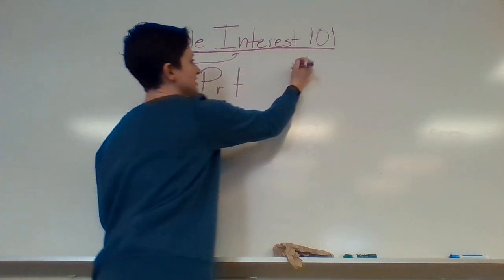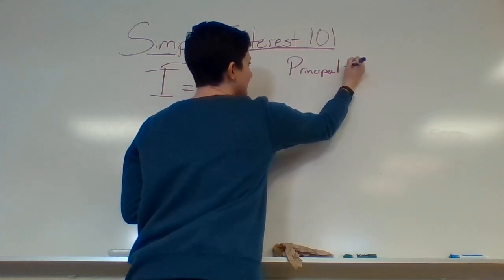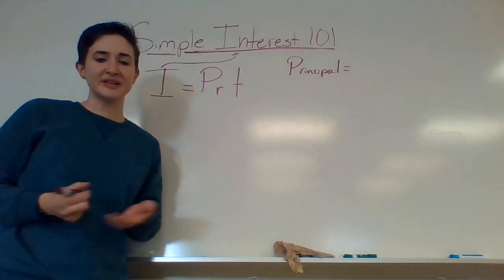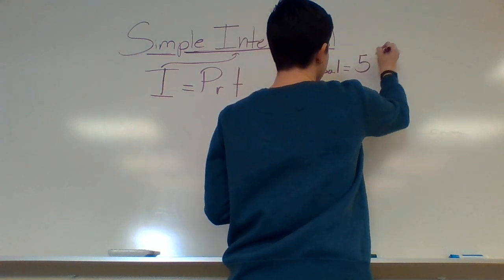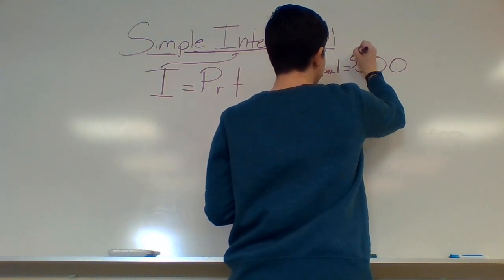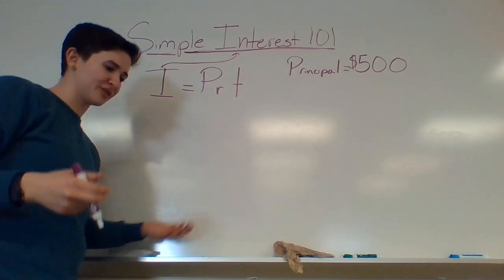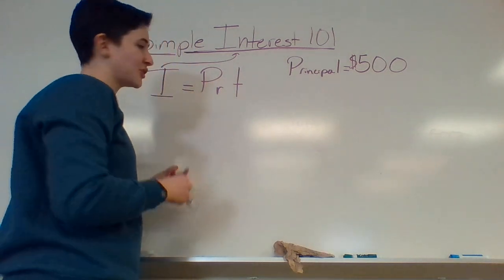P stands for principal. And principal is basically how much money did you invest in a bank. So let's say that I invested $500 in a bank. Okay? So I come up to a bank, I say, I have $500, I'd like to invest this $500 in your bank. Your bank is then going to quote you a rate.